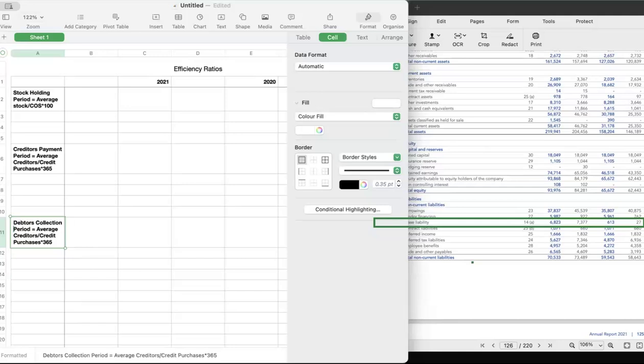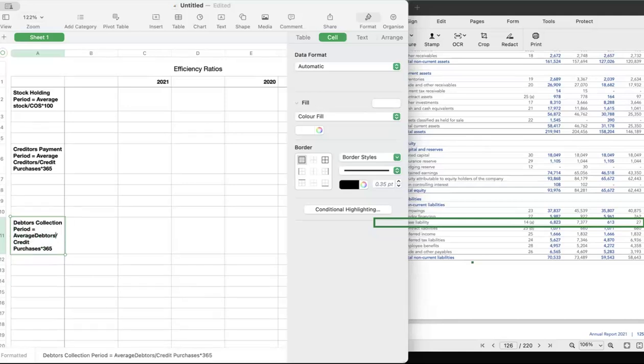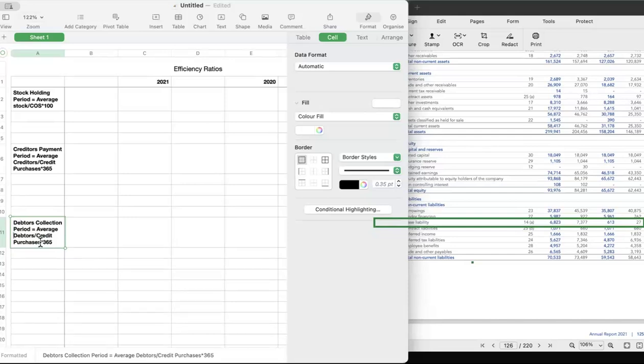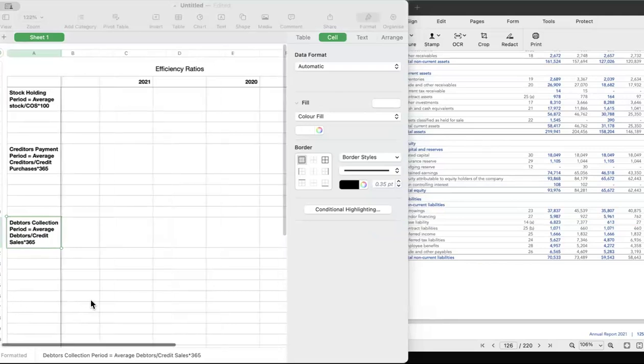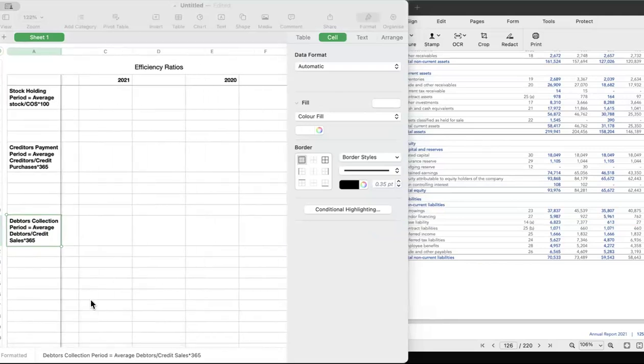So debtors collection period equals average debtors divided by credit sales. Earlier it was credit purchases, here it is credit sales. Again, if credit sales are not given separately, and you don't have any way of getting them, you can take sales as the credit sales. There's no harm in it. But in the limitations, or at the end, you can put a note: the credit sales were not given in the annual report, therefore sales was taken, something like that. You can specify.